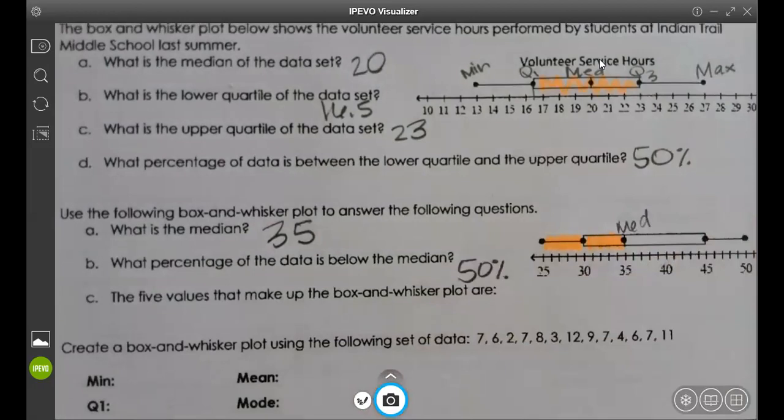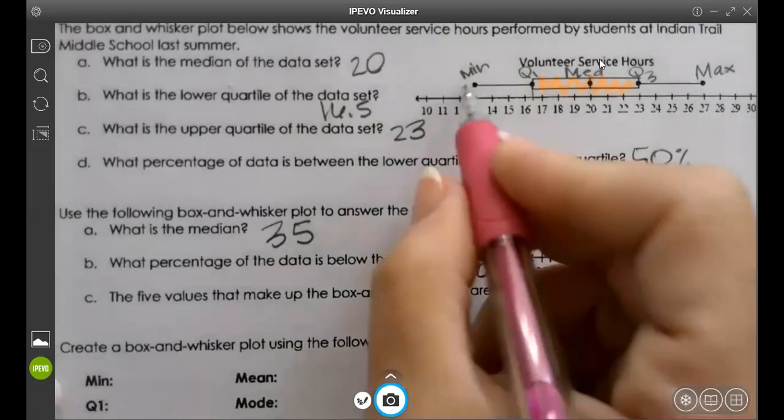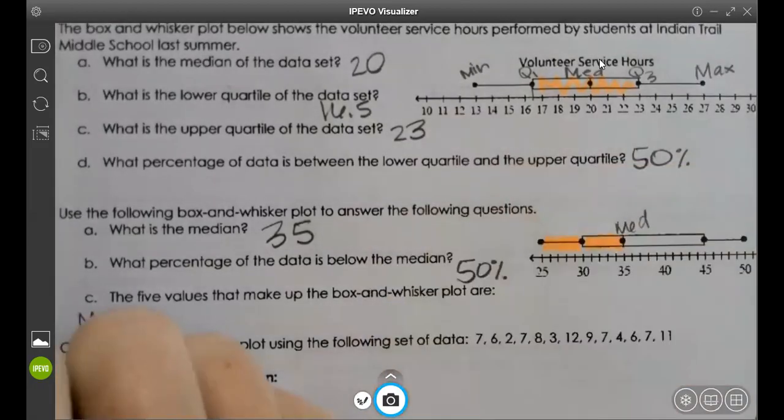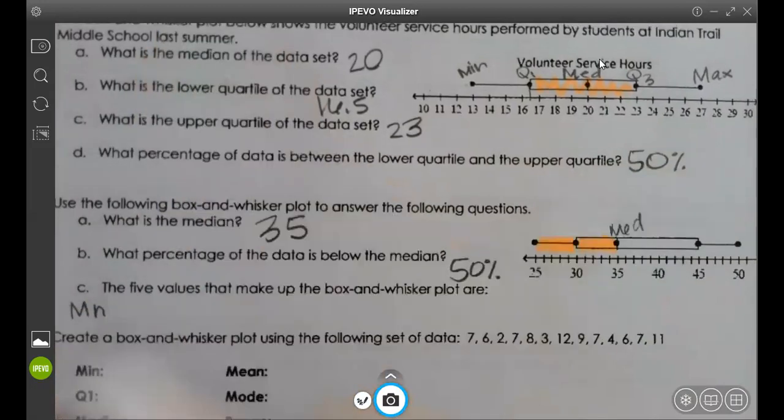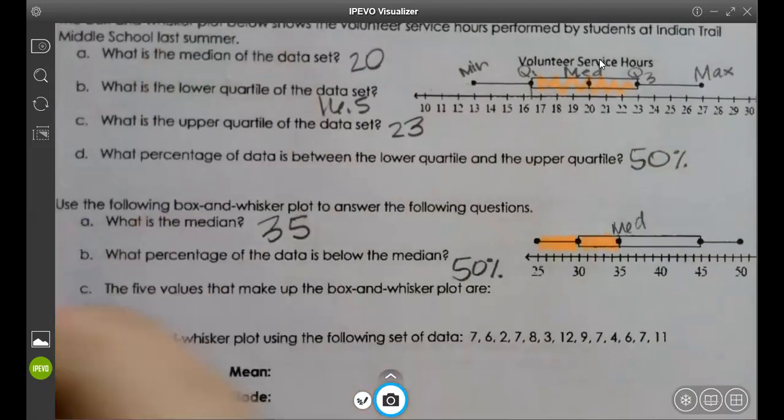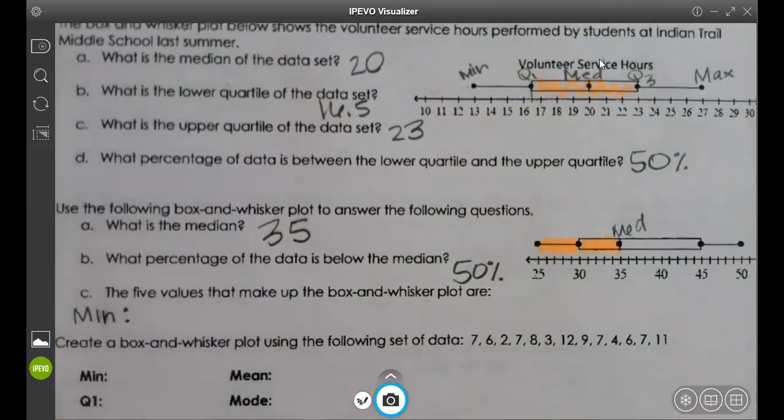The 5 values that make up the box and whisker plot are, remember our 5 values. Start with the first one. The first one is the minimum. Sorry, I'm not writing very well today. What's your minimum value? Yeah, what is it?